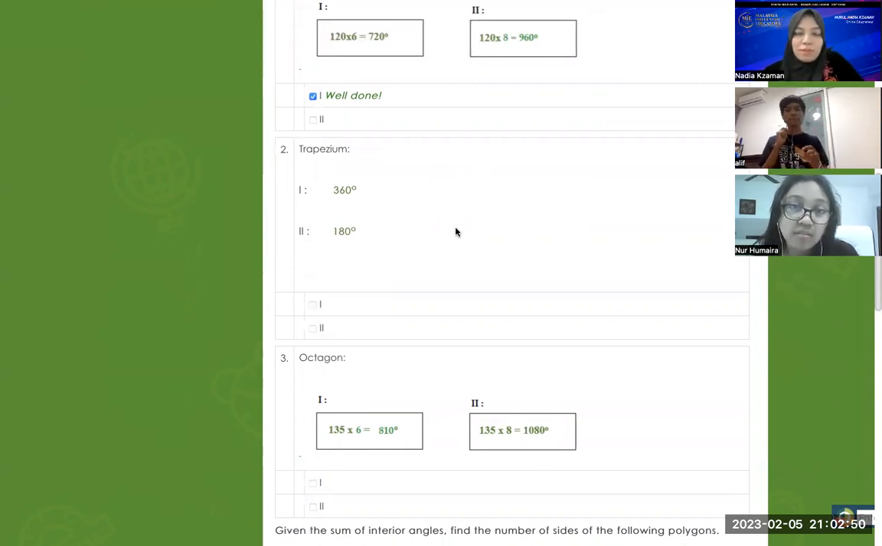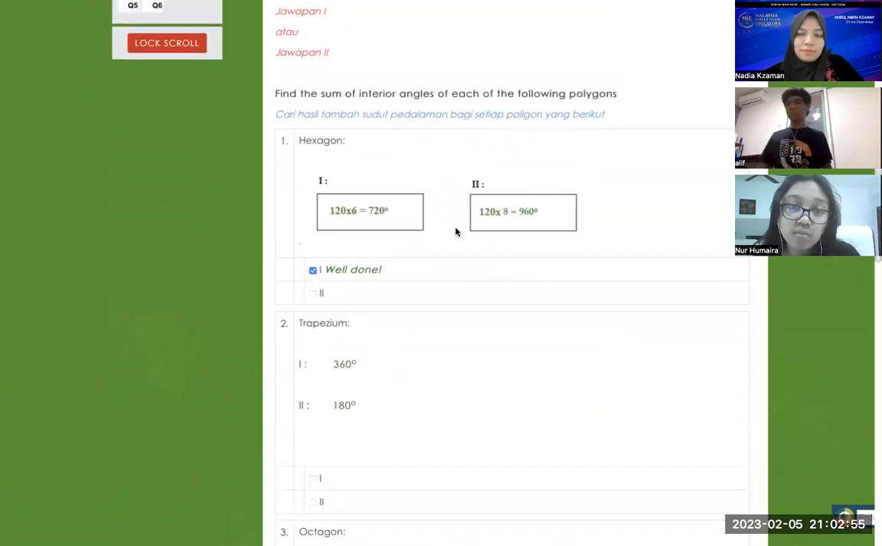Okay, number 2, trapezium. You have to find the interior angle. The sum of interior angle. What will be the sum of interior angle?